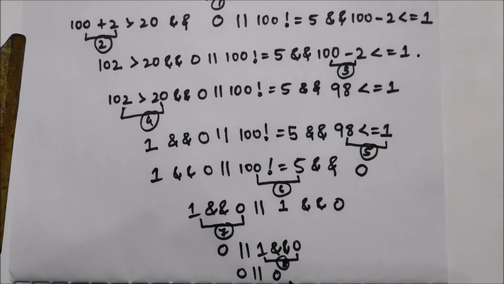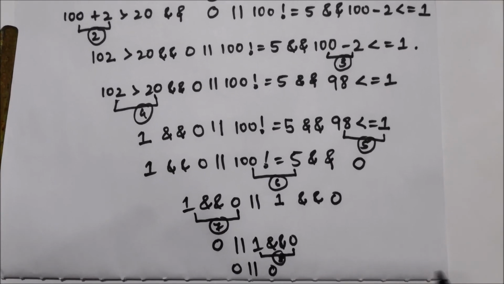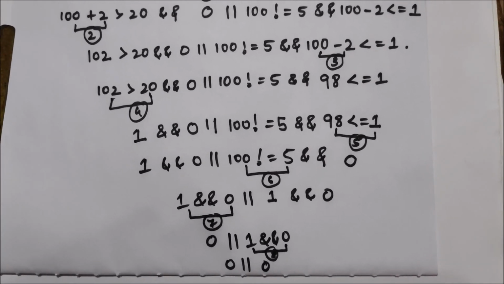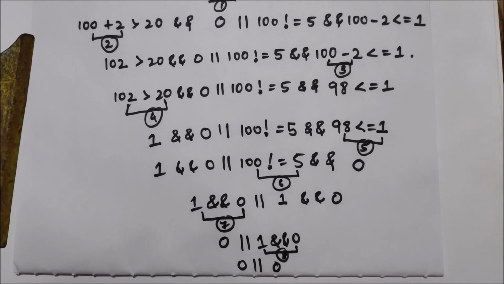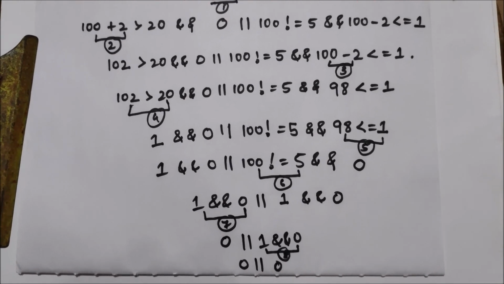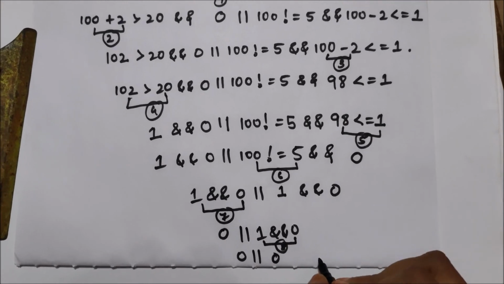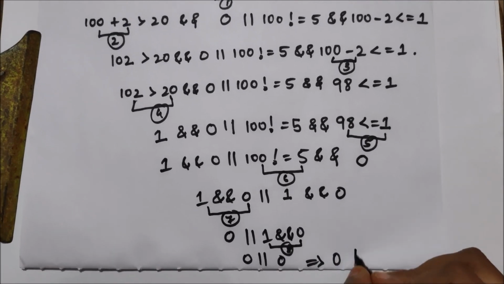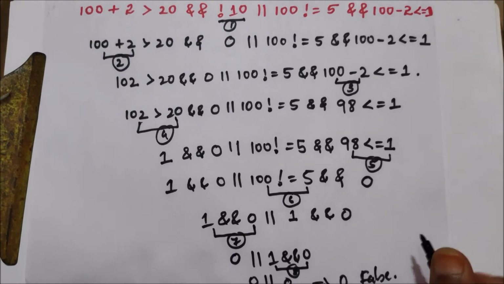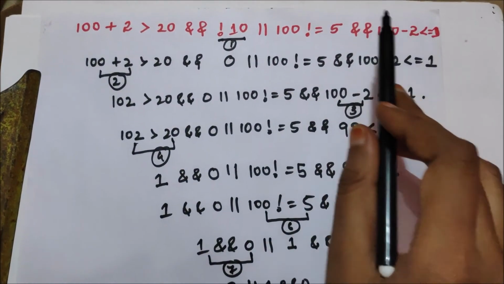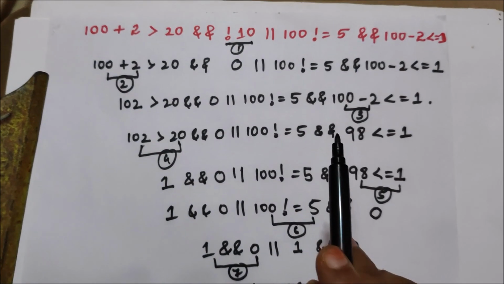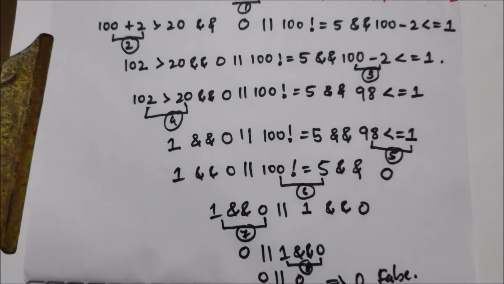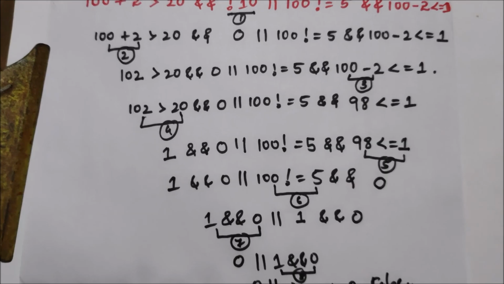So lastly we have this 0 or 0. We know that logical OR returns false when both the operands are false. So 0 or 0, which means false or false is false. So this will give the result as false. So this entire complex expression, which consists of arithmetic operators, relational operators and logical operators, will result in false.